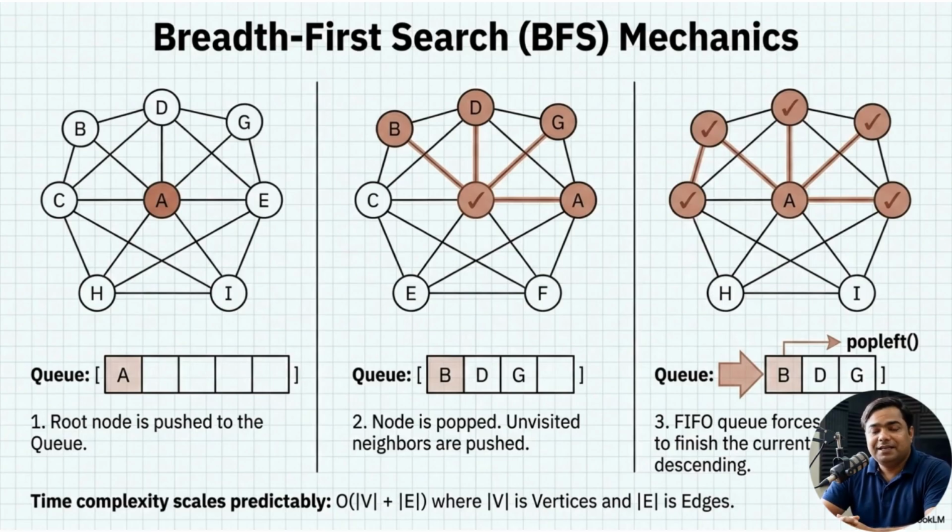The main idea is that BFS finishes the current layer before moving deeper. This is why BFS is good for shortest path problems in unweighted graphs. If you are searching for the minimum number of steps from one node to another, BFS is a good choice. The time complexity of BFS is O(V + E), where V means vertices and E means edges. This means BFS visits each vertex and each edge at most once. Therefore, it is efficient and predictable.